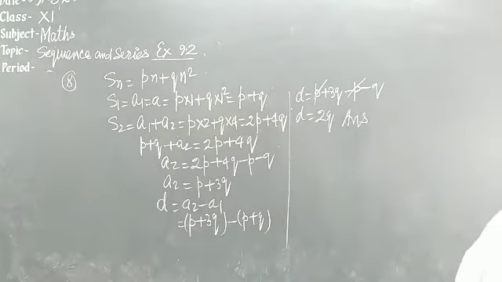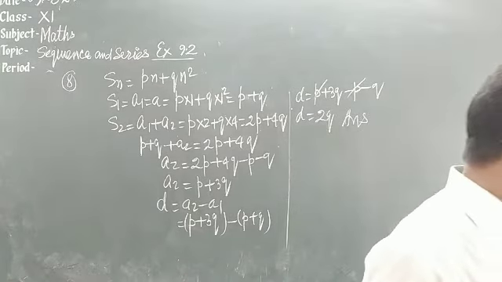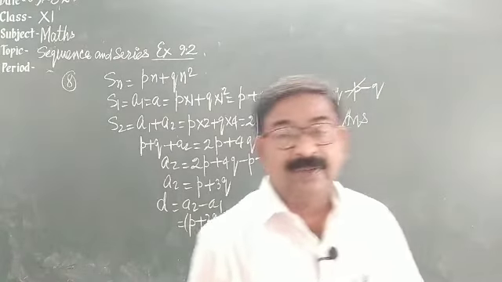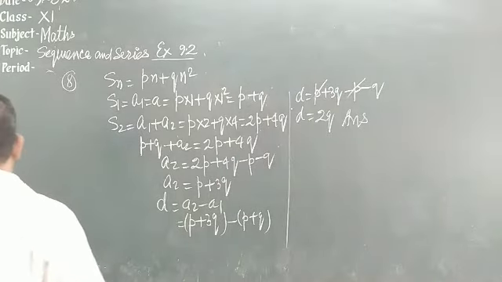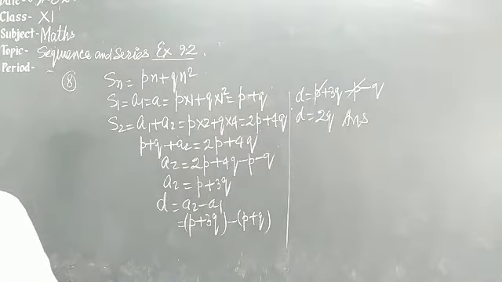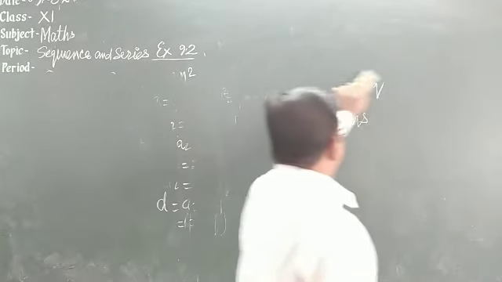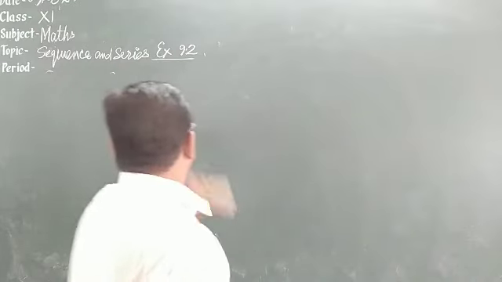Now let's see question number 9, it is an important question. The sum of n terms of two arithmetic progressions are in the ratio 5n plus 4 is to 9n plus 6. Then find the ratio of their 18th terms. See, it is a very interesting question. This kind of question was in class 11 side books. Let's see.